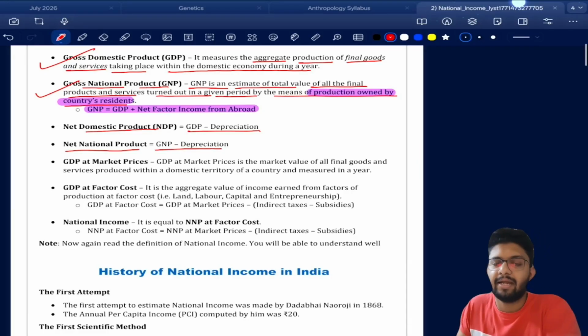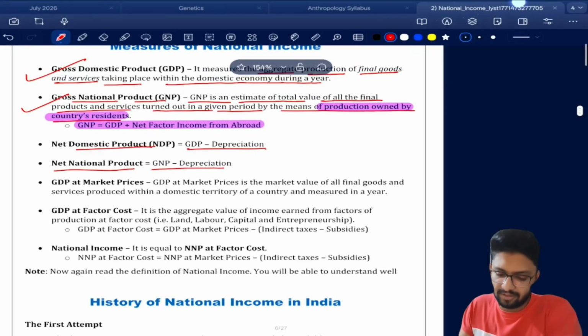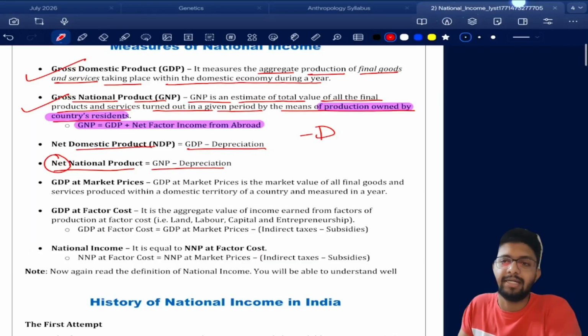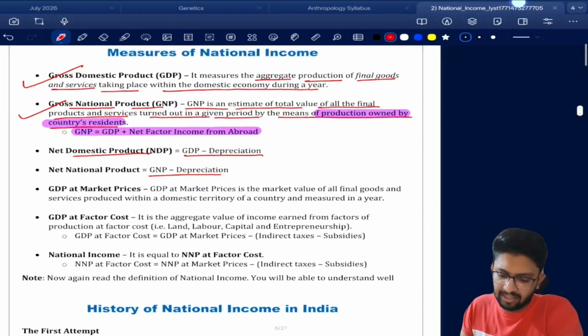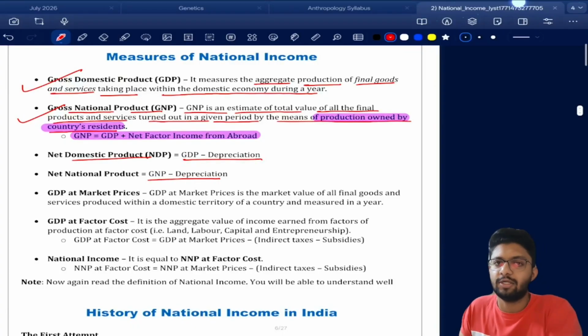One thing that I remembered during my UPSC preparation was that whenever they ask you about the word net, you just have to minus depreciation, that is it. And whenever they tell you gross, you need to add something to the value.